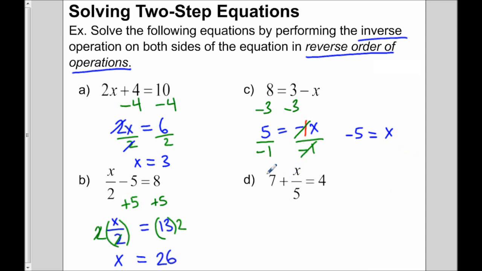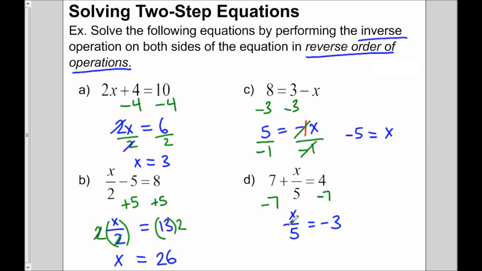I notice there's a 7, and then x is also being divided by 5. So I'm going to first take away the 7 on both sides. So here, that 7 is gone. So I'm just left with x over 5, and that's equal to negative 3.